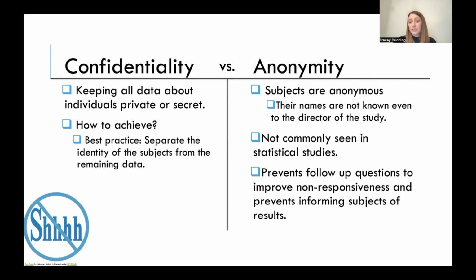Anonymity is when the subjects are completely unknown. We could call them subject A, B, C, or D. We don't know their name. We don't know anything about them. It's not commonly seen in statistical studies. And like I said, anonymity does prevent follow-up questions to improve non-responsiveness. For example, consider you're doing a survey and an individual has left 4 of the 6 questions blank. With confidentiality, you may be able to go back and follow up and get those questions answered.